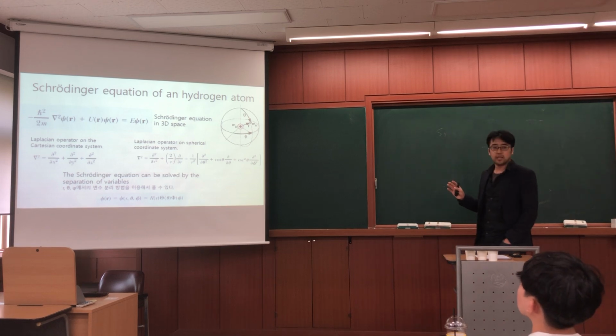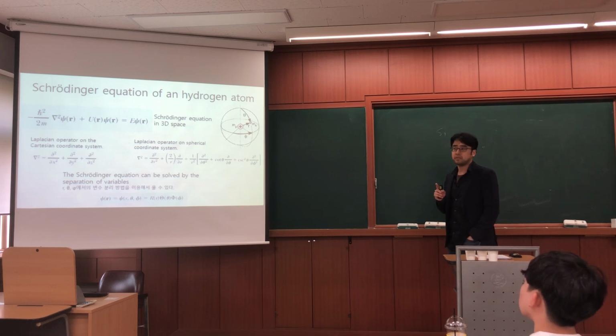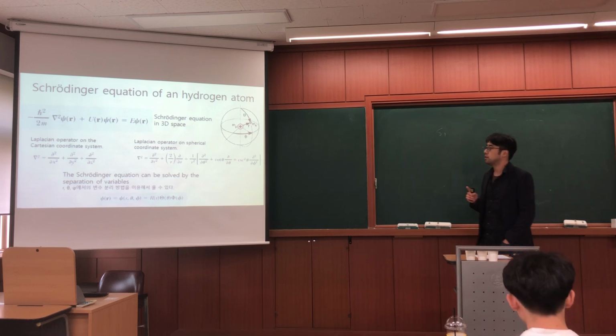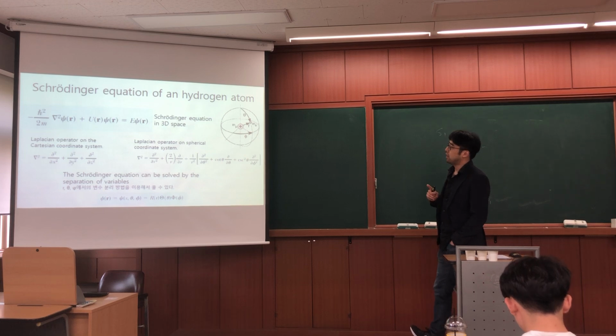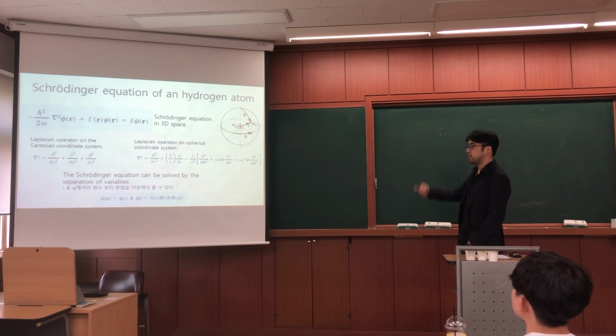I think most of you have already learned physical chemistry class 2, right? Most of you have already learned about Schrödinger equations. So please try to remind yourselves what you have learned in physical chemistry class. The general Schrödinger equation can be written like this.